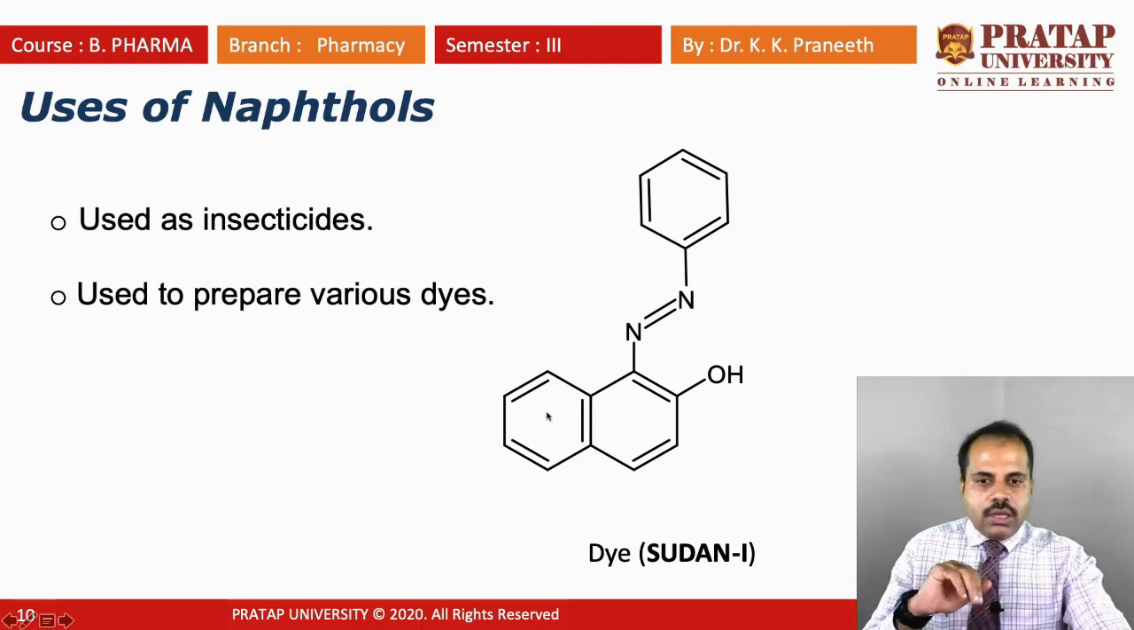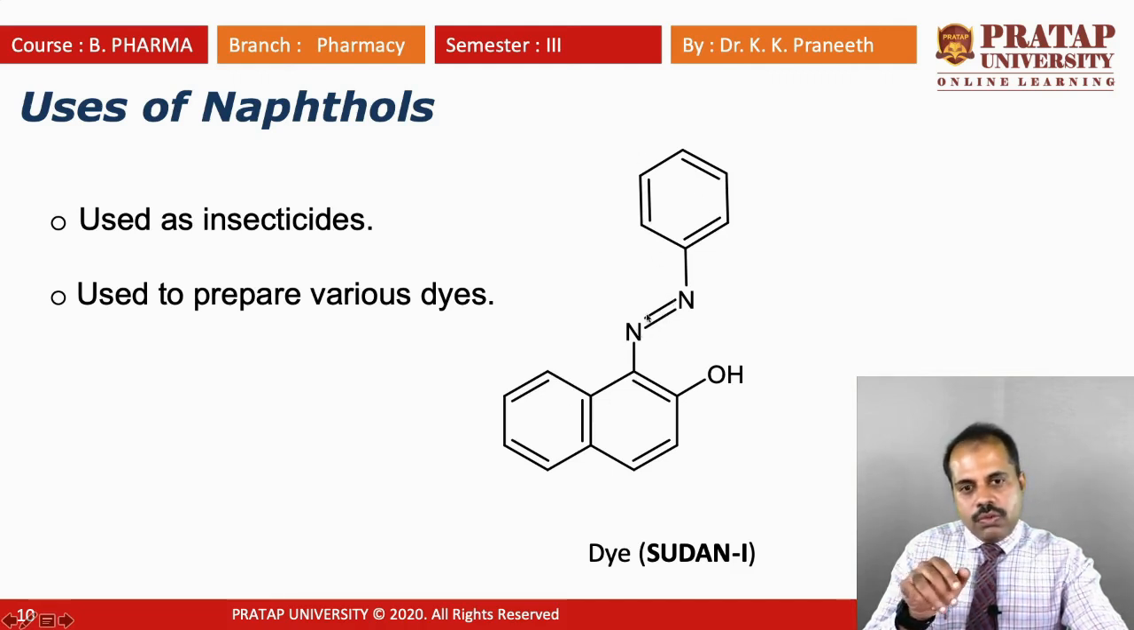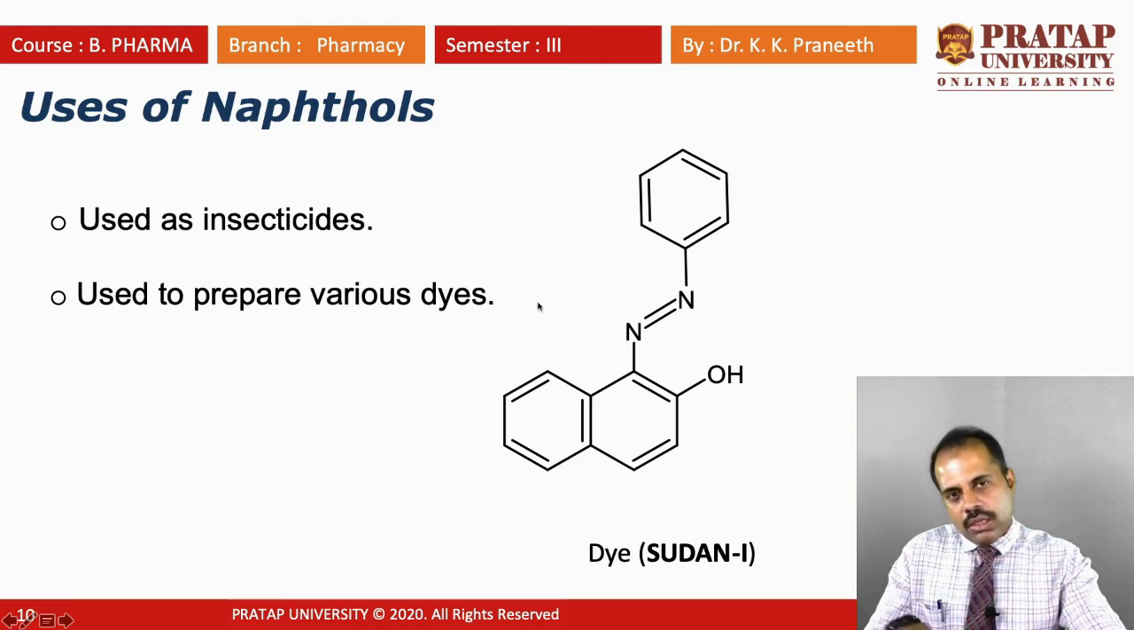That's why if you have more aromatic rings and fused also, and also this N double bond N group absorbs light, it makes different colors. So this dye is called Sudan 1. The name of the dye is Sudan 1, which is a nice dye used in the fabric industry for giving the color.